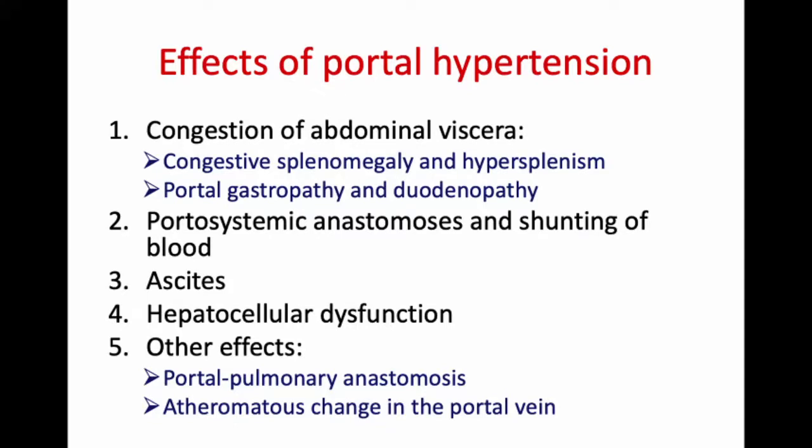The second effect is portosystemic anastomoses and shunting of blood. That happens because of the congestion. There are normally anastomoses, and those anastomoses become enlarged, and that gives rise to a shunting of blood. So the GI tract blood, without going through the liver, enters the systemic circulation directly through those anastomoses. The third effect is ascites, that is accumulation of fluid in the peritoneal cavity. The fourth is liver cell dysfunction or hepatocellular failure, which can be either chronic or acute.